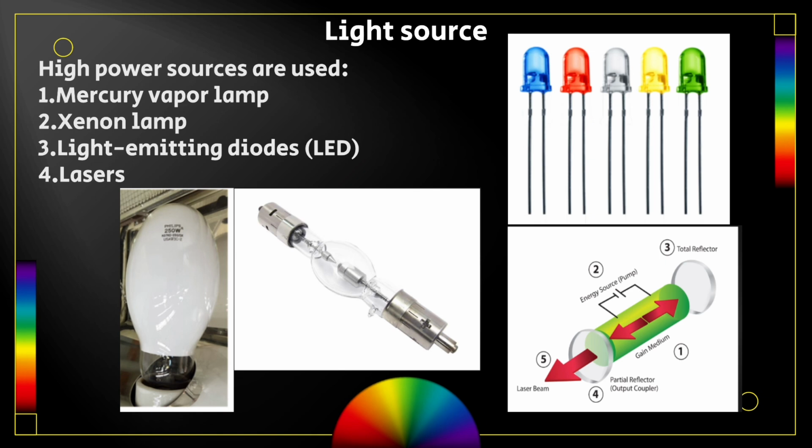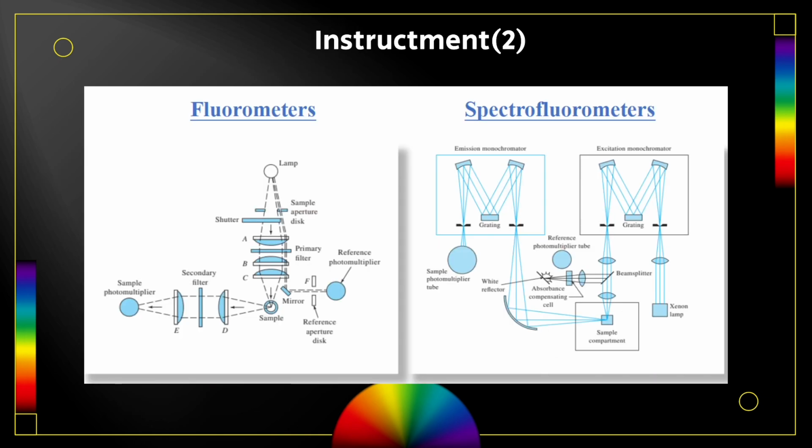The next part is about the light source, since the luminescence output signal magnitude and sensitivity are directly proportional to the source radiant power. Hence, high power sources are used. First, we can use a mercury vapor lamp. The second is a xenon lamp. The third is light emitting diodes, or LEDs. And finally, lasers. This part shows the instrument design of the fluorimeter and spectrophotometer.